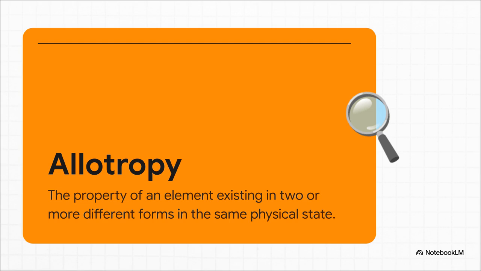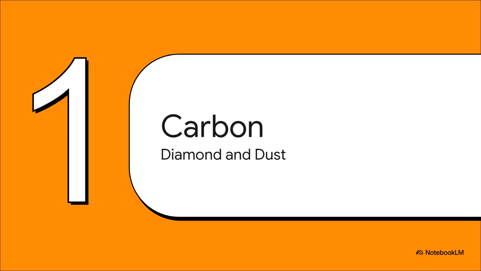All it means is that an element can arrange its atoms in different patterns. You've got the same building blocks in the same state, like they're both solids, but because the blueprint is different, their physical properties are worlds apart. This is the secret key to our diamond and graphite mystery. And that, of course, brings us to our most famous shapeshifter of all, carbon.